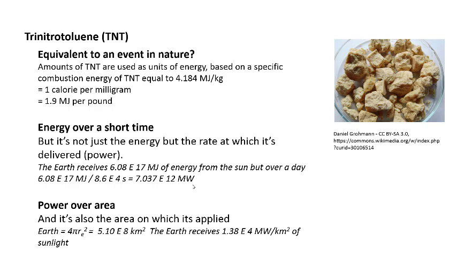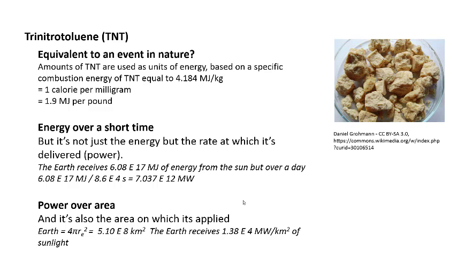For comparison, consider how much energy the Earth receives from the Sun. That turns out to be 6.08 times 10 to the 17 megajoules of energy. You'll agree that's a much larger number. However, it receives it over a day's time. If we divide that in terms of seconds into it, here's the power rating for the Earth: 7.037 times 10 to the 12 megawatts. If we assume an explosion takes about 1 second, then it's still bigger than the power we would receive from TNT.